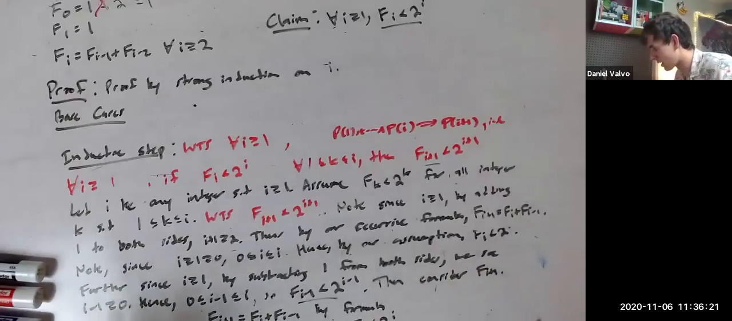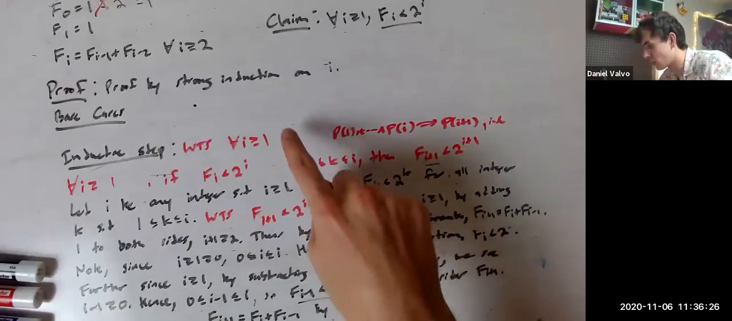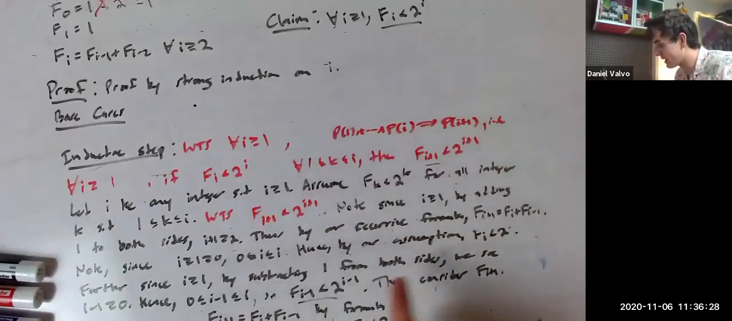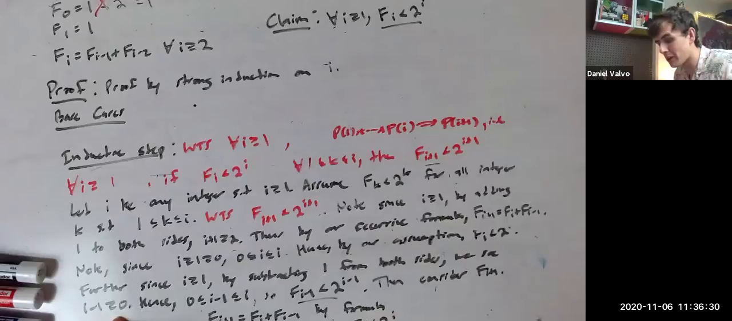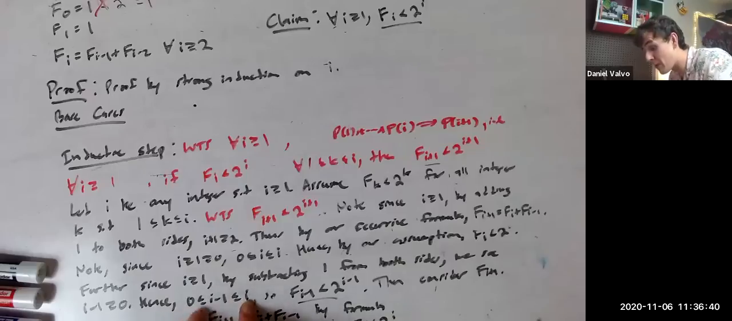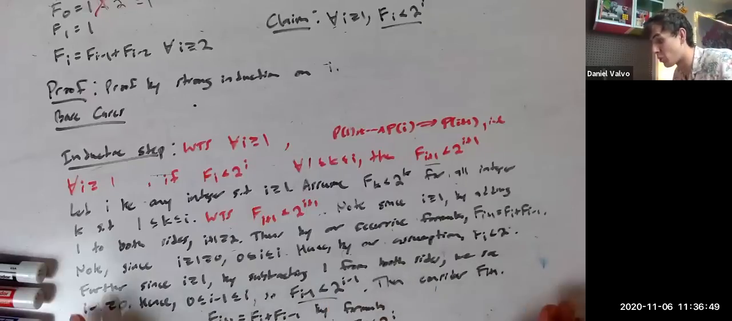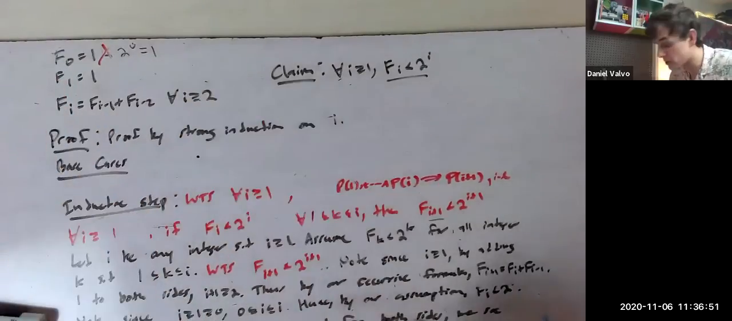But what breaks down here? What breaks down is if we assume that I is greater than or equal to 1, we only get that I minus 1 is greater than or equal to 0. And before we said, oh, 0 is less than or equal to I minus 1, which is less than or equal to I. But that doesn't mean anything anymore, right? We need I minus 1 to be bigger than or equal to 1. Because if I minus 1 was 0, then we couldn't say that F of I minus 1 is less than 2 to the I minus 1, because F0 is not less than 2 to the 0.